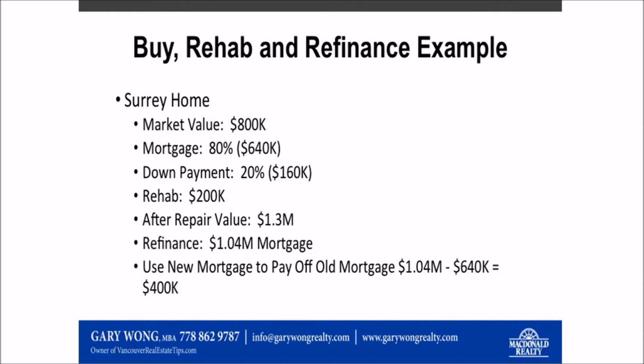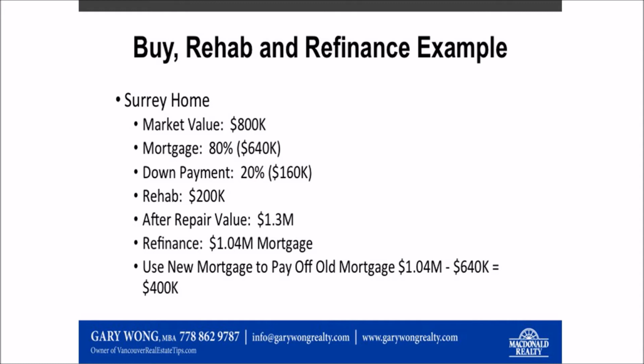Let's say you do a really good job, and after your rehab, it's worth $1.3 million. Then you go to the bank and ask them to appraise it and give you refinancing. All of a sudden they give you 80%, $1.04 million. You use the new mortgage to pay off the old mortgage. So you take your 1.04 million minus the 640,000 from the other bank, and that equals 400,000.